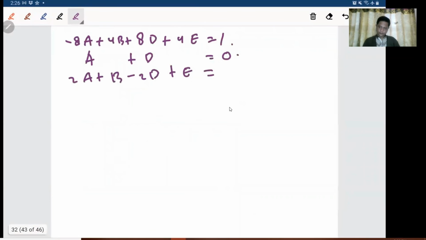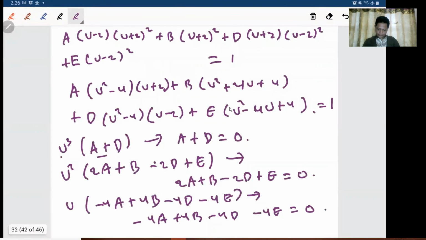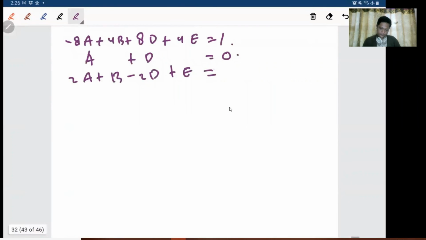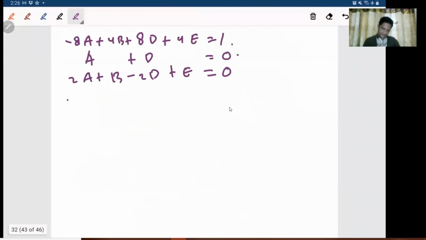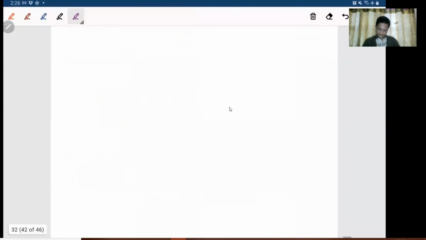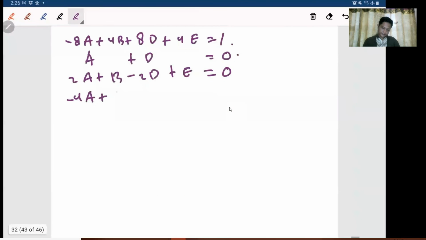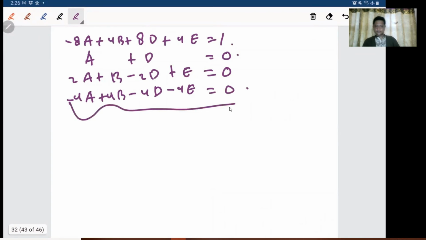plus e equal to 0. I have several minutes left, so I think we should end it as soon as possible. Yeah, this one is the most difficult one. Minus 4a plus 4b minus 4d minus 4a, 4e. Do you know how to solve this? Anyone?